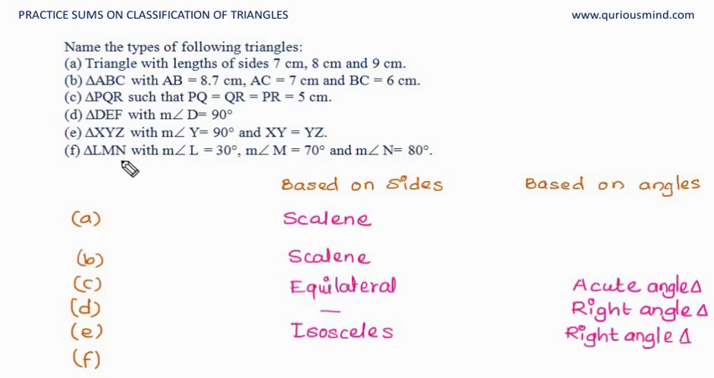What about the last one? Measure of angle L is 30, measure of angle M is 70 and measure of angle N is 80. All the three angles are acute angles. That means this is certainly an acute angle triangle. And one more thing is that their measures are not equal, and that means it must also be a scalene triangle.